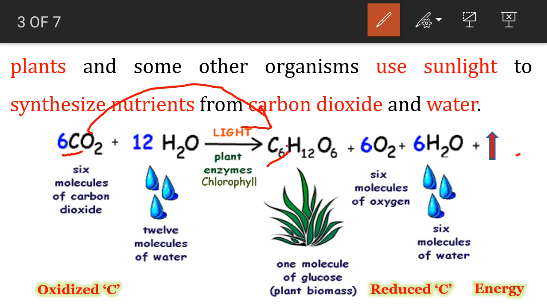So this is the heat energy shown here as a red arrow, which is lost in the form of energy when light energy is converting into chemical energy. So this is the overall idea of the photosynthetic reaction.